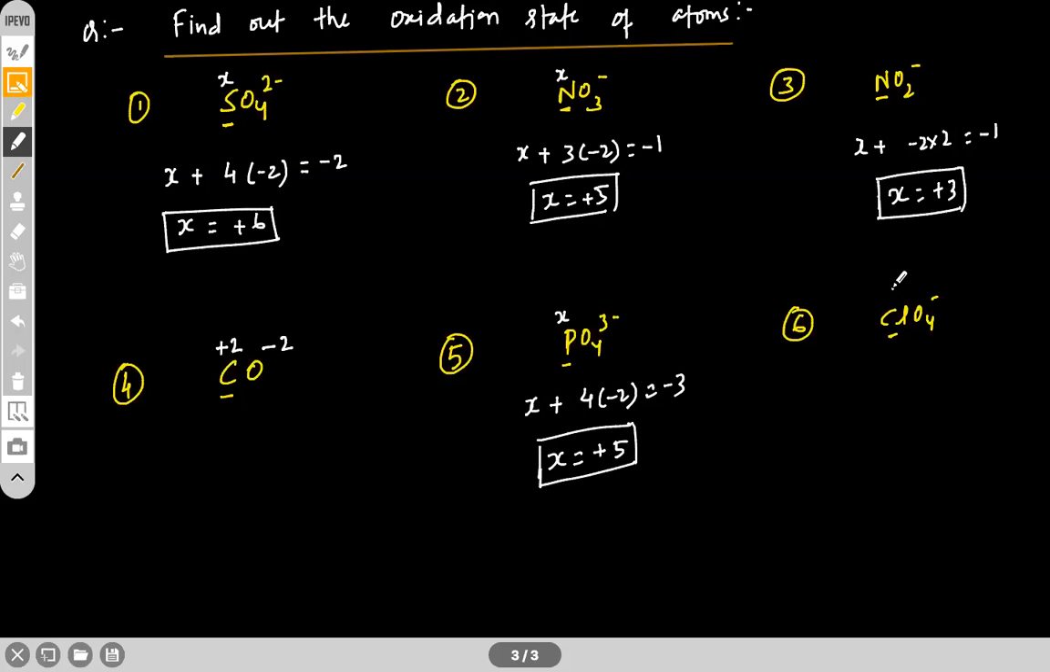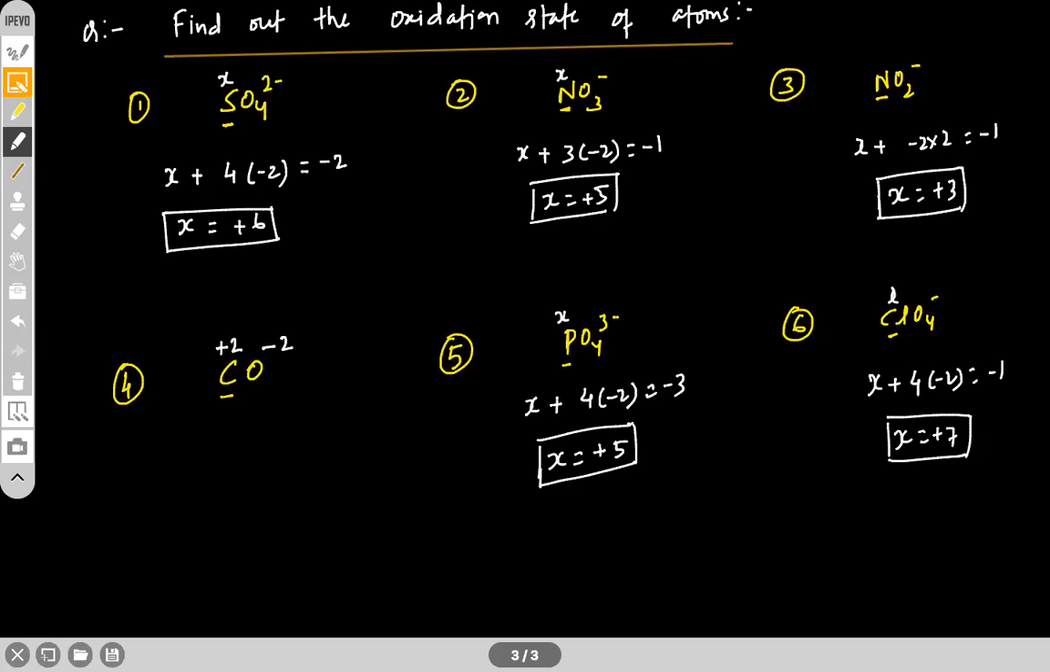Chlorine is X. X plus 4 into -2 is equal to -1. X equals +7. This is the oxidation state we have. This is one way you can find X like this.